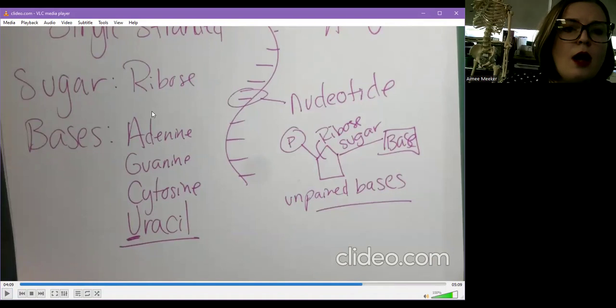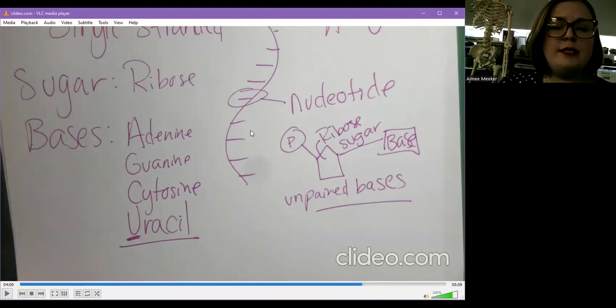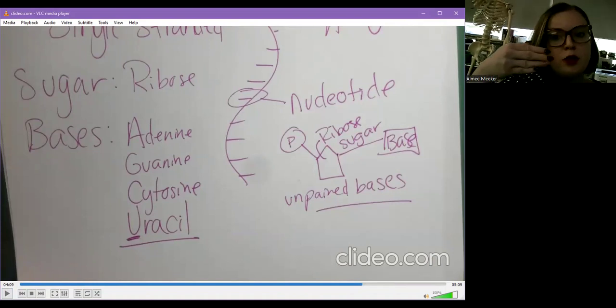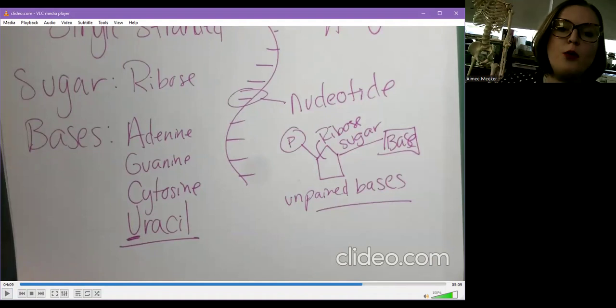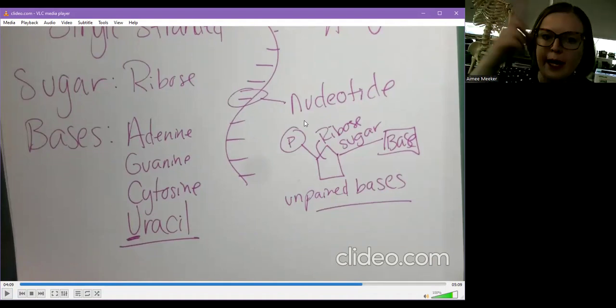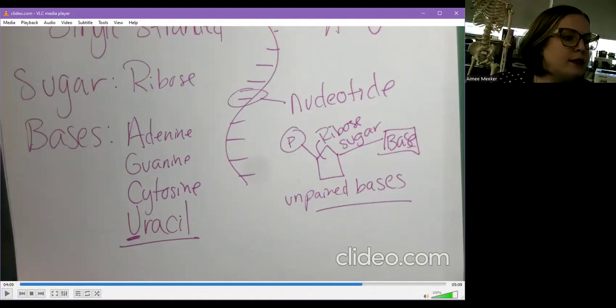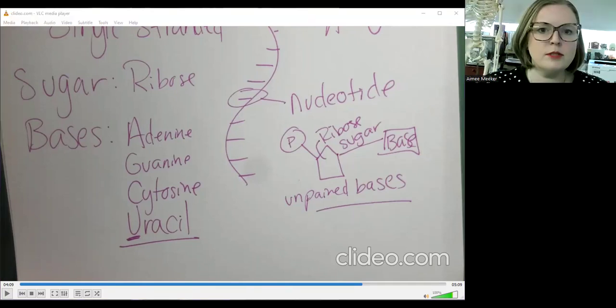The other thing about RNA is that they're unpaired bases. So they still have steps, but it's only going to be one base. We're going to see later on why it's going to be one base, and it is going to pair up to things, but by itself, the RNA is not going to pair up with anything. Okay.